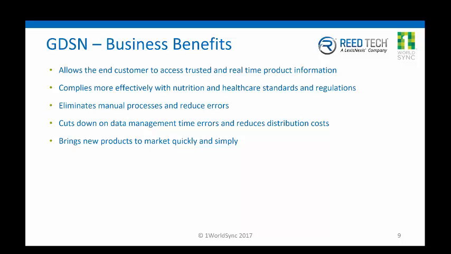It eliminates manual processes and reduces errors. As we all know, in this world of computers and data and all of that, the more you can not have a human touch what's going on, the better. You know, whether it's fat fingers or whether it's just someone not putting in the information correctly, whatever it is, it's an opportunity for automation to truly ensure that the data quality is kept at its integrity. It cuts down on data management time, errors, and reduces distribution costs.